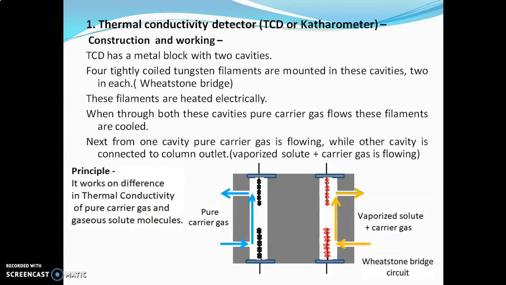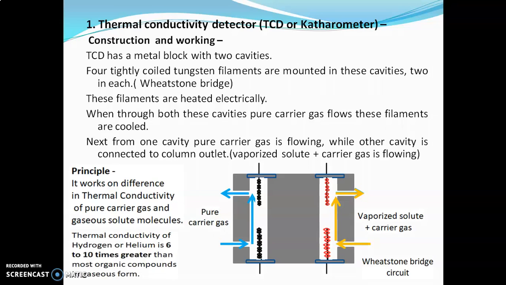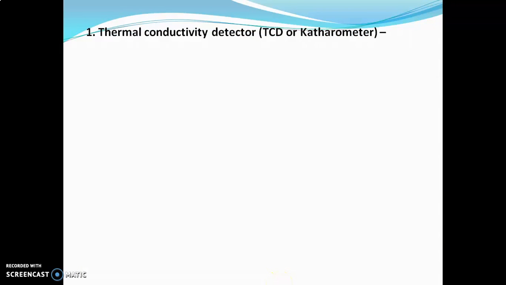Principle of this detector: it works on the difference in thermal conductivity of pure carrier gas and gaseous solute molecules. The thermal conductivity of hydrogen or helium is generally 6 to 10 times greater than most of the organic compounds in gaseous form. Now we'll see advantages and disadvantages of TCD.